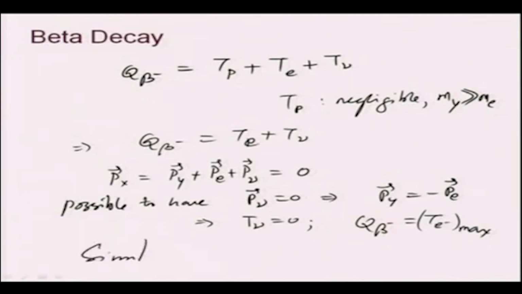Similarly, we can say the maximum of the neutrino kinetic energy is also Q beta minus. So, that is why earlier we saw that the kinetic energy spectrum of the electron starts from 0 to almost the maximum Q value. We did not really compare this with the Q value at that time, but the maximum corresponds to the Q value of the reaction.